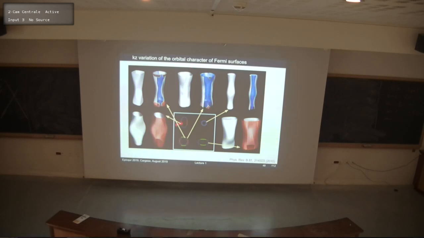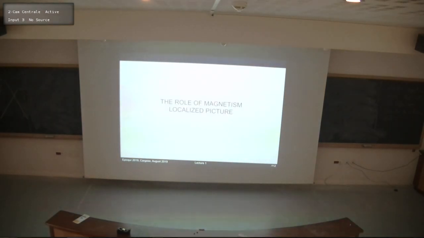So if you want to pair up, obviously it's important not only to have available states for scattering, but also that the orbital characters will be the same. Otherwise, the probability of scattering will be less. And this is just a picture to emphasize that the orbital character is a strong parameter to consider, but also it has a three-dimensional variation.